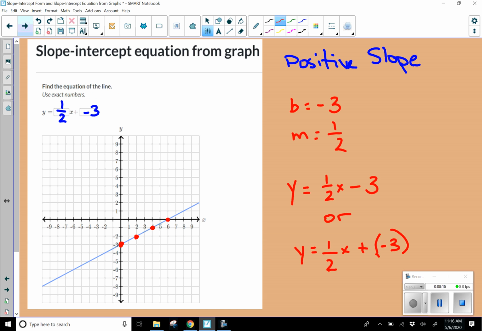Okay, here we can see that our line is crossing our y-axis at negative 3, which makes b negative 3. I filled some points in at the intersections, and I can see that to go from my y-intercept to the next one, I'm going up 1 over 2, which makes my slope 1/2. So your equation would be y equals 1/2 x minus 3, or written as an addition problem, y equals 1/2 x plus negative 3. As you can see, they have a plus sign here, so we would be using those numbers to fill in.